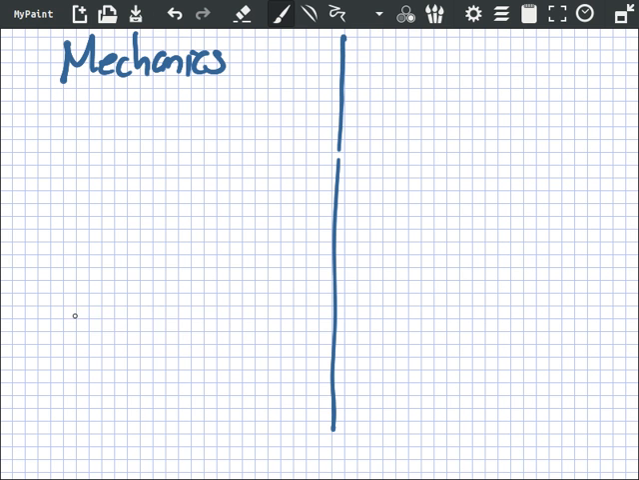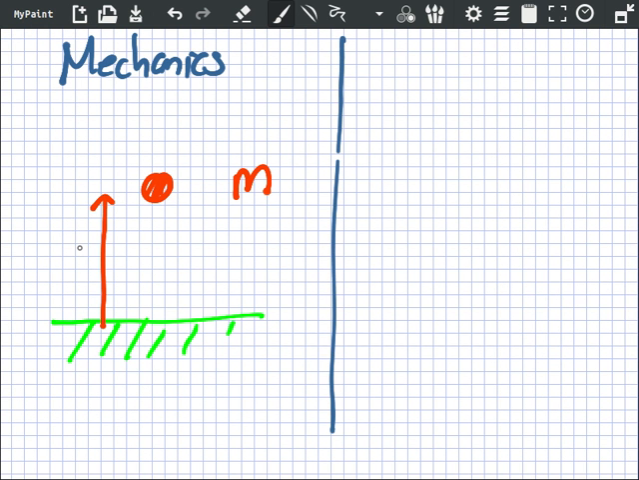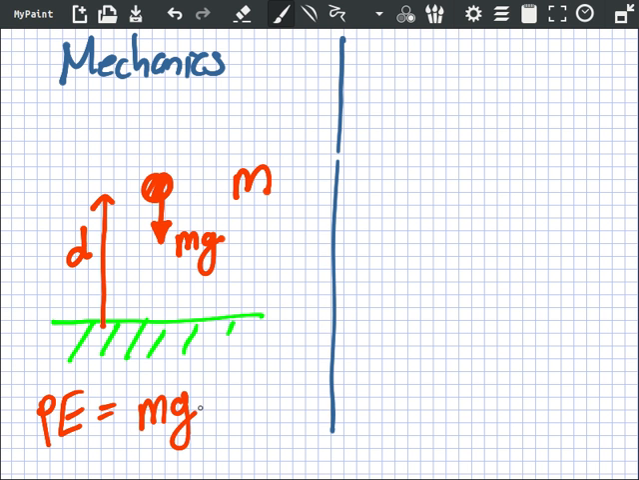Here's the ground. Here's a particle. It has a mass m, and let's say its distance here is d, and there's a force acting down here, and that force is equal to mg. And what did we say the potential energy was equal to? mgd in this case. Okay, so far? It's just for a view of mechanics.